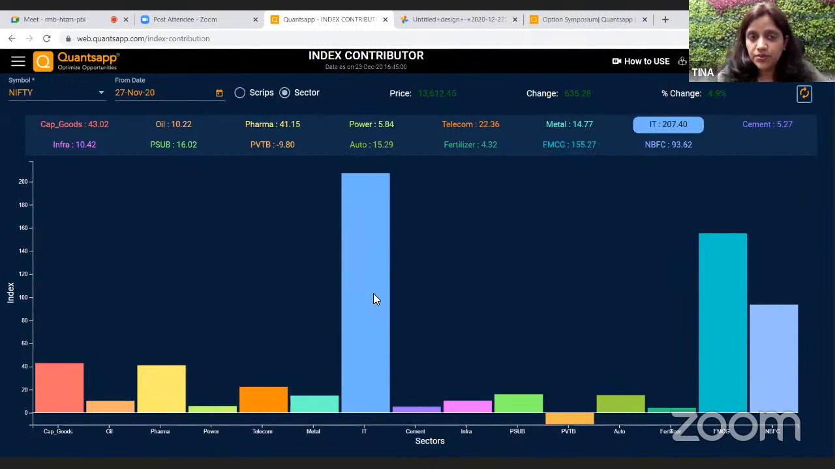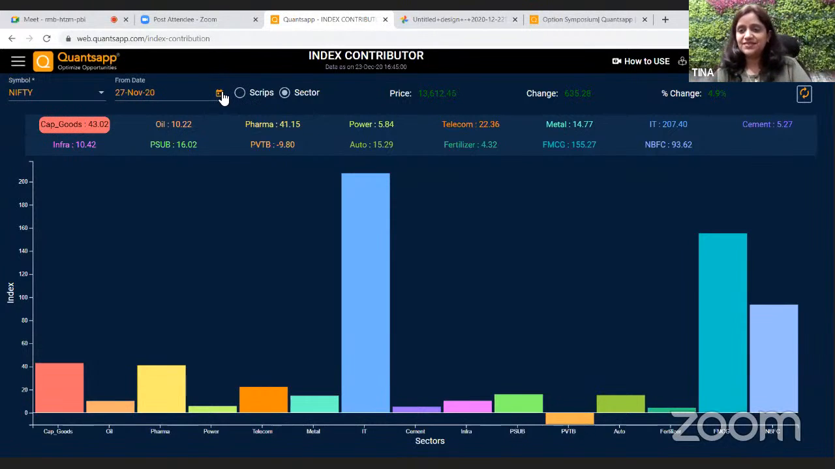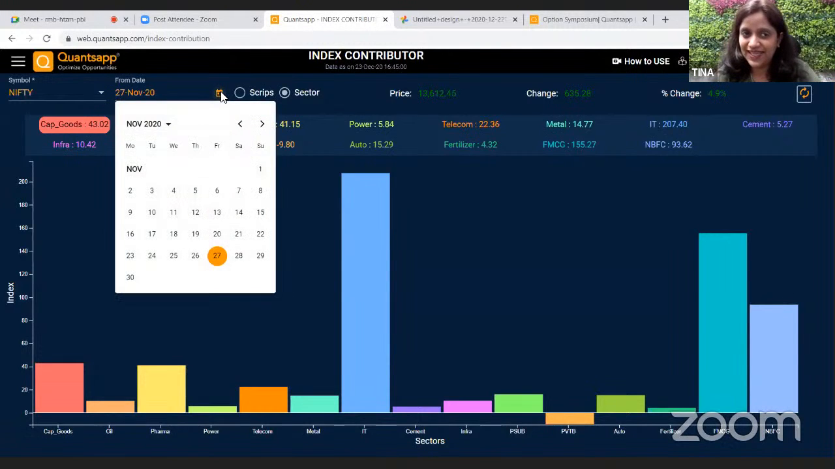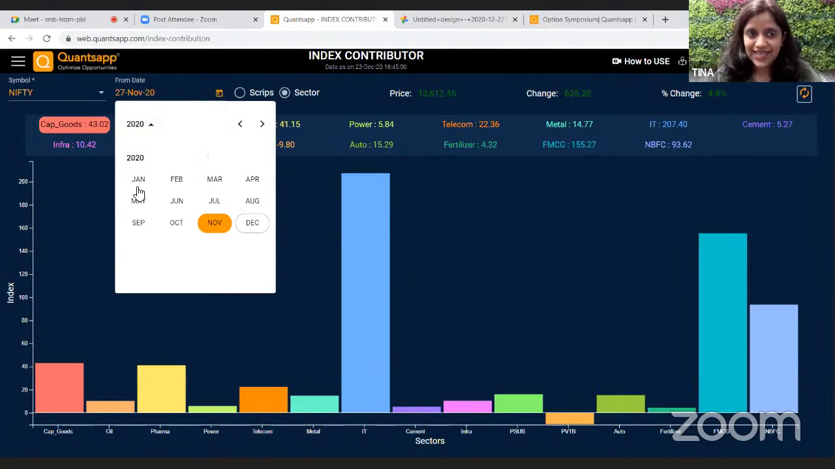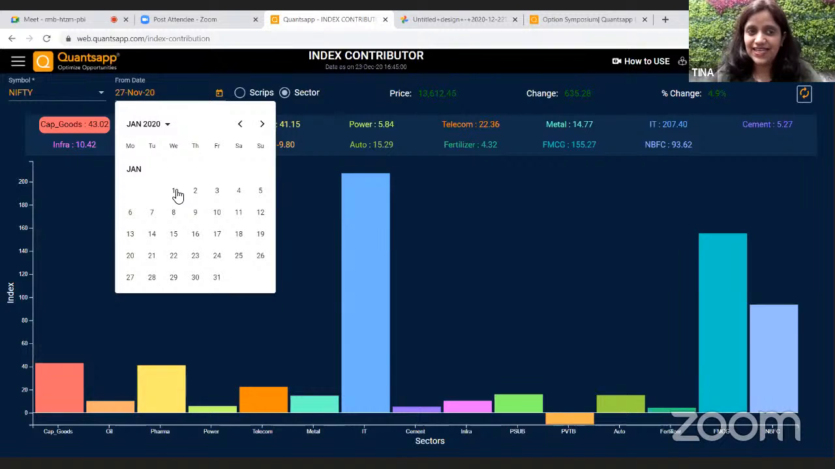Index contributor gives you how the contributions have been. So you can do it from any date. If you want to do it from say 1st Jan, now you'll start seeing, as we move towards 31st December, all the calendars would be there, the top gainers, top losers, everything. So you can do your analysis yourself. Go to Jan, select 1st Jan.